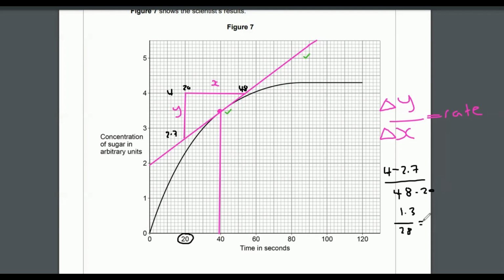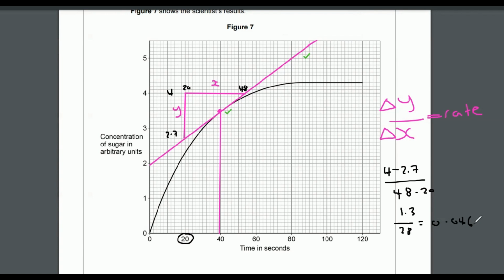Smash that in the calculator, and that is your final answer. 1.3 divided by 28 equals... I need to find my calculator. I'll have an answer in, yeah, so I got 0.046, and when you look on the mark scheme, I actually wouldn't get a mark for that.